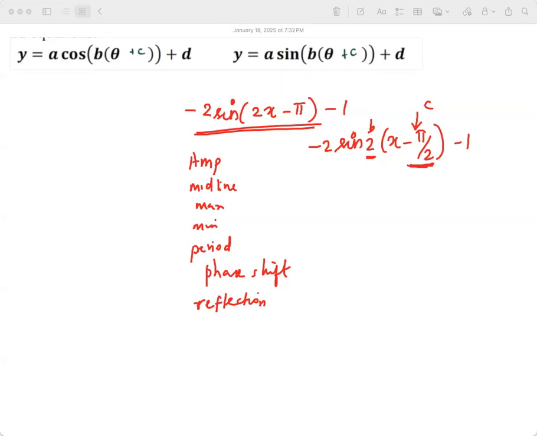Vertical shift of -1. Vertical shift of -1 now. Midline is y equals -1. Okay, makes sense.